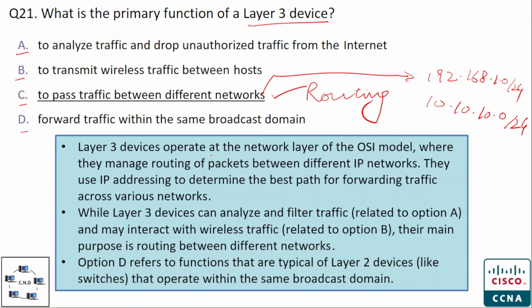Layer 3 devices operate at the network layer of the OSI model, where they manage routing of packets between different IP networks. They use IP addressing to determine the best path for forwarding traffic across various networks. While layer 3 devices can analyze and filter traffic, related to option A, and may interact with wireless traffic, related to option B, their main purpose is routing between different networks. Option D refers to functions that are typical of layer 2 devices, like switches, that operate within the same broadcast domain.